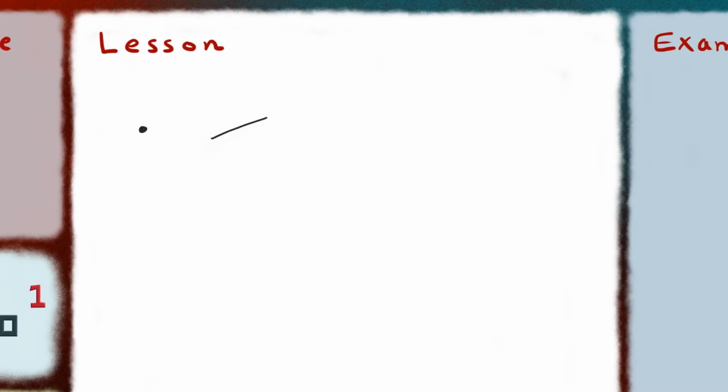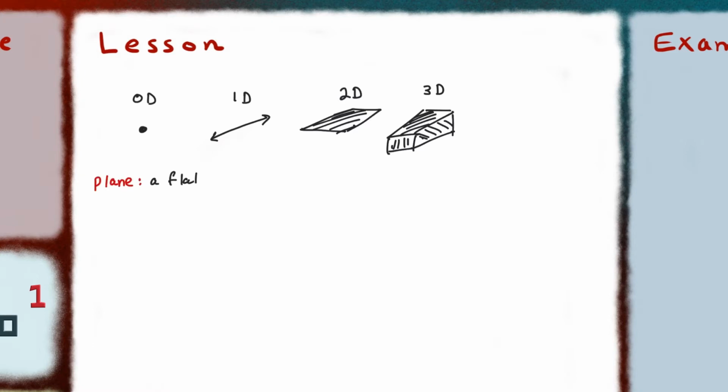Adding a line perpendicular to another line will add dimensions to it, up to 3 dimensions. So starting with a dot that's 0 dimension, we add a line to it, 1 dimension, we add a line perpendicular to it, that's 2 dimensions, and we add another line perpendicular to those and we get to 3 dimensions. In this case, the 2 dimension is a plane. This is a flat surface that extends forever and has 0 thickness.